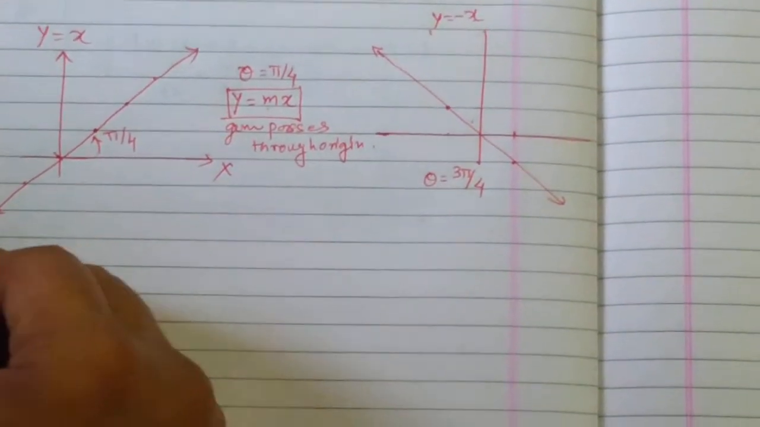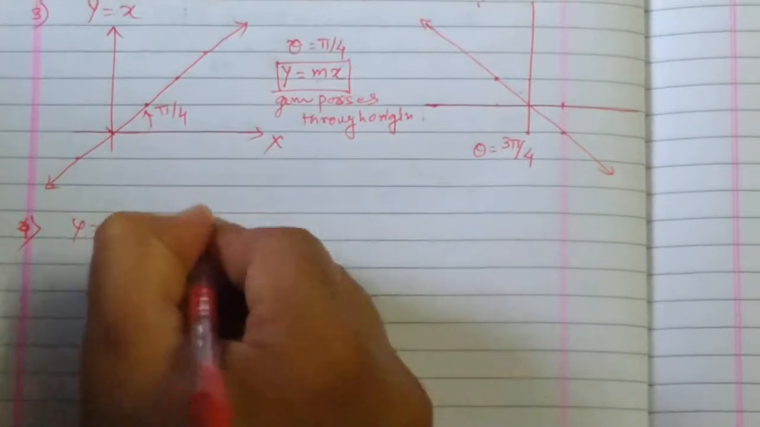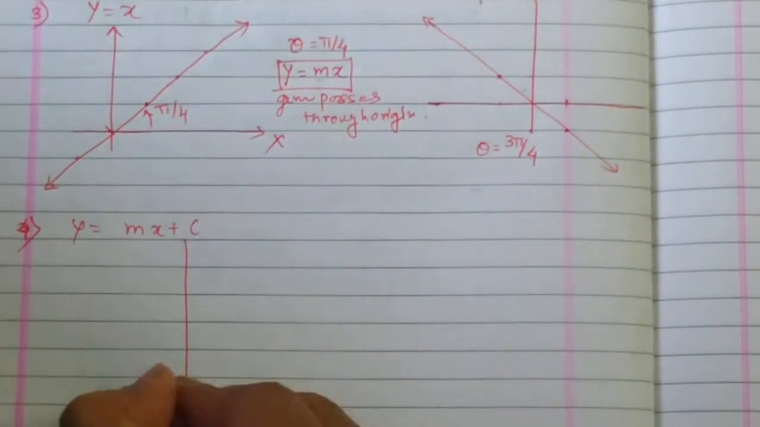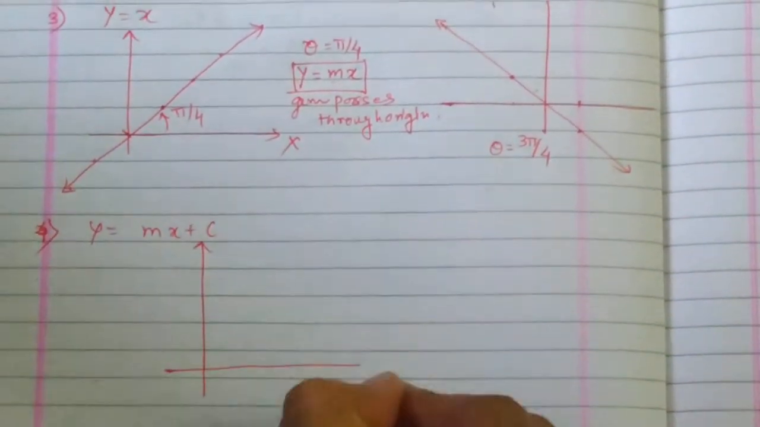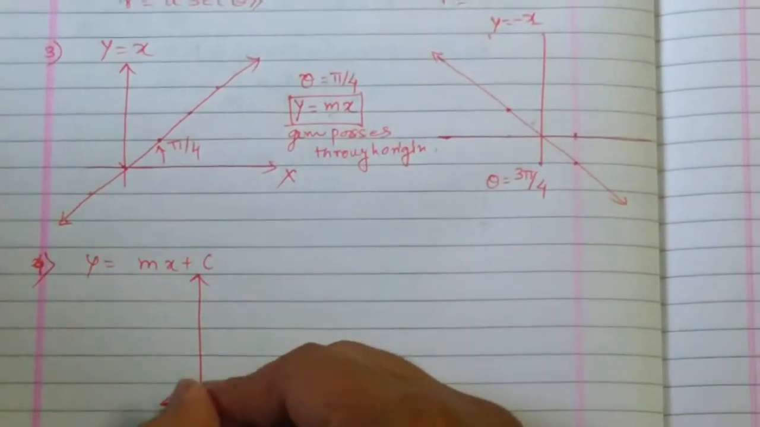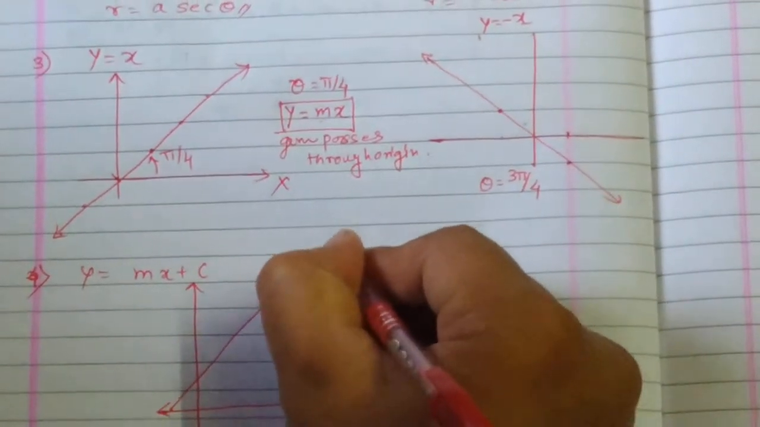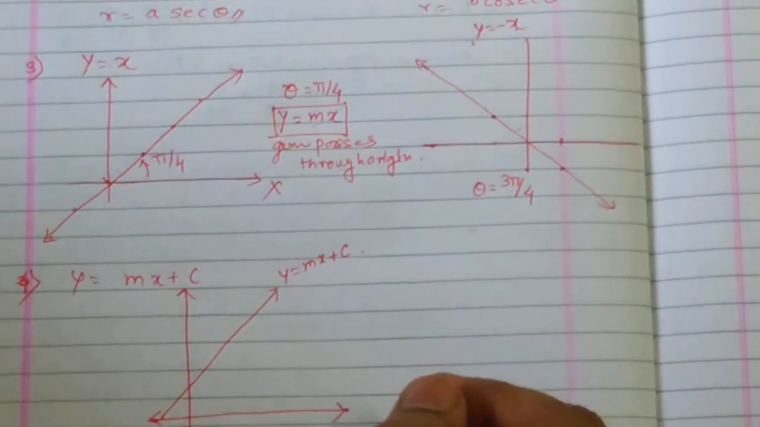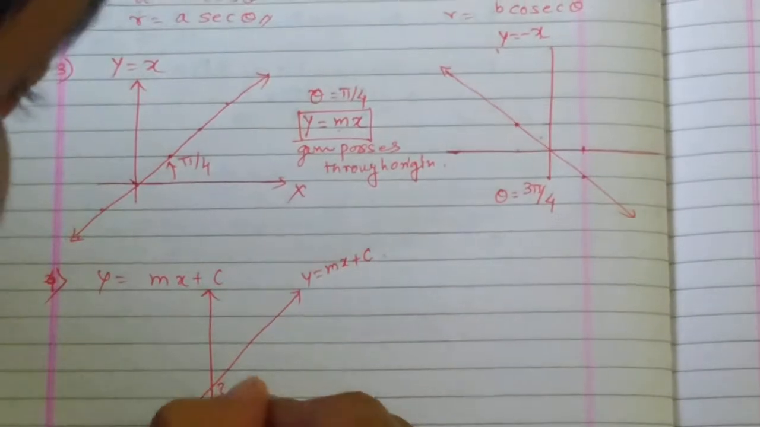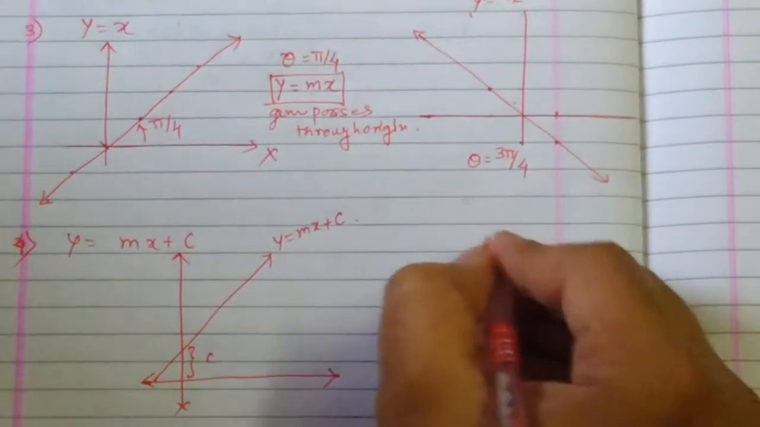Now, a general line, y is equal to mx plus c. So this line is given in this way. Here m is the slope of the line and c is the y-intercept. And one more representation I would like to give you.